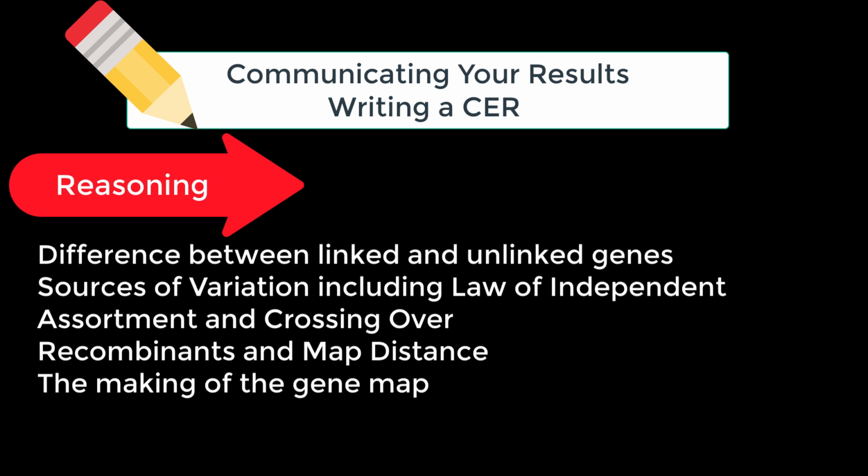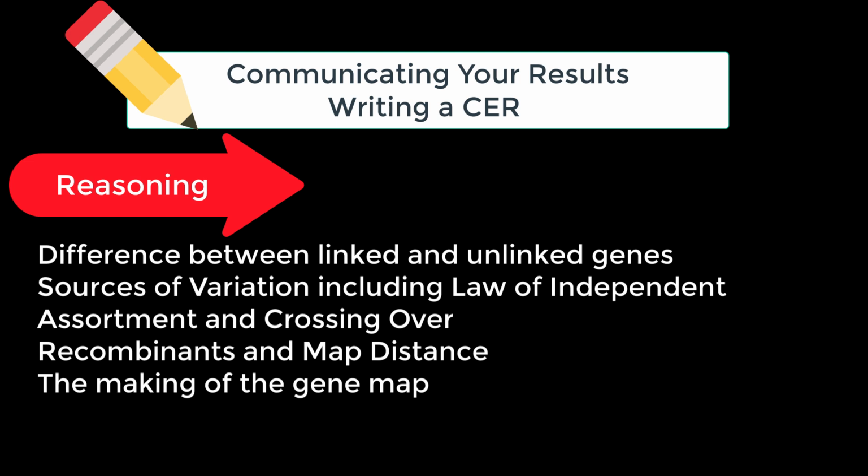The reasoning is where you relate which concepts of genetics relate to the results observed. Be sure to stop and pause to only include those concepts that actually relate to the cross performed. Examples of concepts that can be related to this portion of the lab include differences between linked and unlinked genes, the sources of variation for phenotypes, or lack thereof, details about the relationship of the recombinants to the map distance, and how these values are used in the making of the gene map.